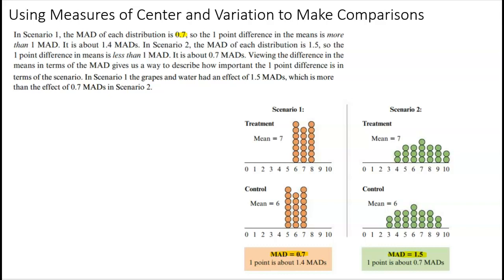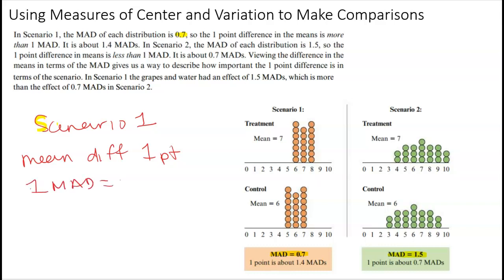So in scenario 1, the grapes and water had an effect of about 1.4 MADs, which is more than an effect of 0.7 MADs. Let's make sense of that again. In scenario 1, the mean difference is 1 point. But how is that in terms of the mean absolute deviation? Well, 1 MAD is equal to 0.7 points. So we can see that the mean difference is more than 1 MAD. Do you see that? It's more than 1 MAD, because the MAD is only 0.7 and this is more.